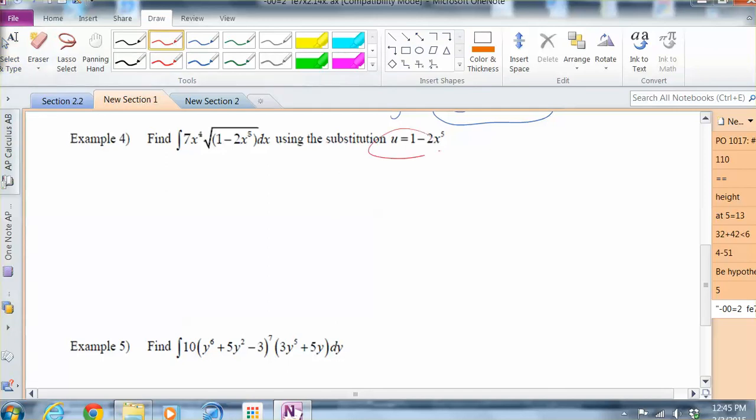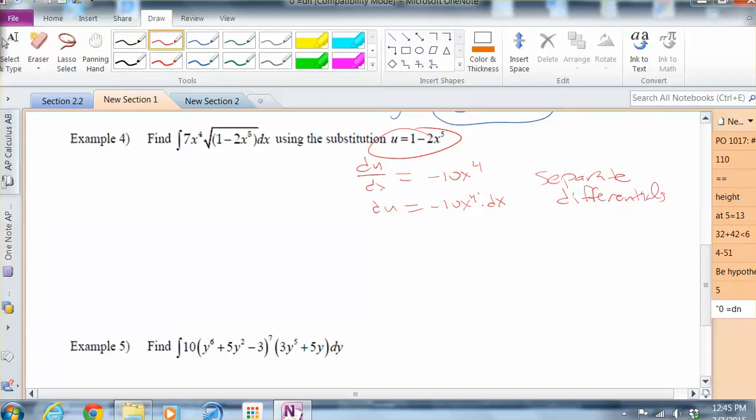So u equals 1 minus 2x to the 5th power. It means that du over dx will be negative 10x to the 4th. Or du equals negative 10x to the 4th times dx. You can see what I'm trying to do is separate the differentials like I did in the previous example. This will allow for substitution to take place more seamlessly. And I'm also going to get a little bit creative here and divide both sides by negative 10. You'll see why I'm doing this in just a sec.